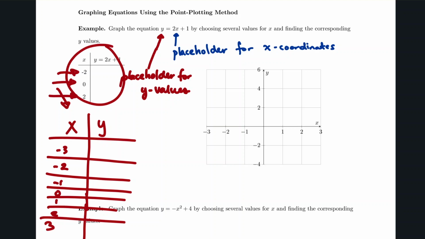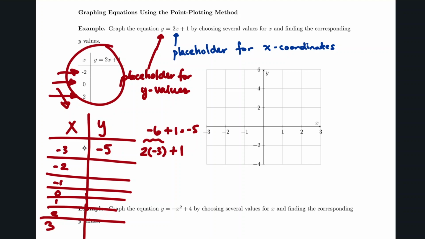And then the way this works is I take my -3 x value and I plug it in for x in this equation. So I would get 2 times -3 plus 1. Now 2 times -3, if I use my calculator, I'll see is -6. And if I add 1 to it, I get -5. So when x is -3, the corresponding y value is -5 by following the rule 2x plus 1.